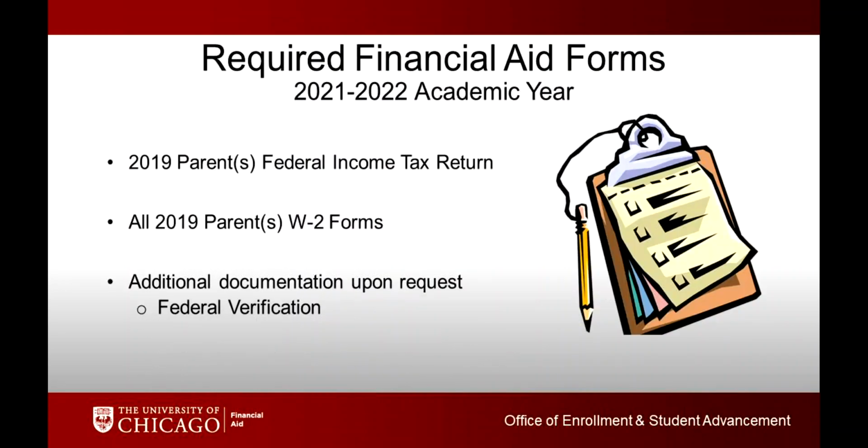And of course, we require tax information. So for the 2021-2022 academic year, we will be looking at parent 2019 tax and W-2 information. Some students will be selected for additional documentation, namely FAFSA verification. That is a process where the federal government requests that colleges and universities double-check the app to make sure it was completed correctly. Doesn't mean they think you did anything wrong on it. It's just a quality control measure. If students are selected for additional documentation, our office will, of course, reach out and let you know what you need to provide to us.